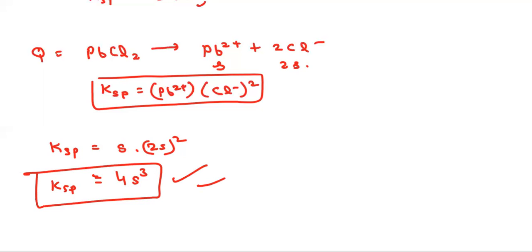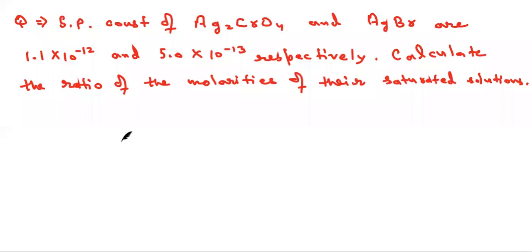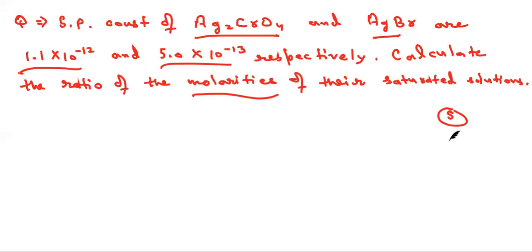Okay, so after that, the next question is given to you here. The solubility constant of silver chromate and silver bromide are given. Solubility constant means, can I say Ksp is already given to you? So this is the Ksp for Ag2CrO4, and this is the Ksp for AgBr. And now they are saying calculate the ratio of their molarities of saturated solution. I already told you molarity means, can I say they are asking for s, molar solubility?